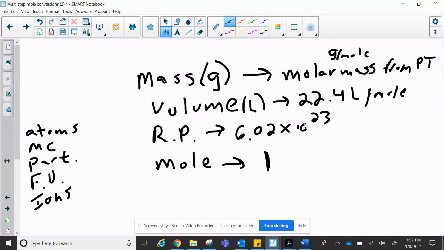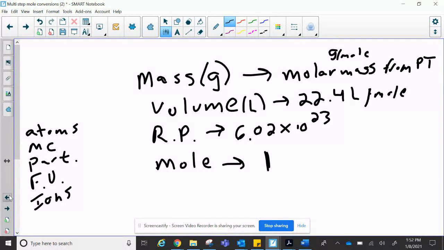Okay, so that's just a little summary for you guys. So if you see grams, you're going to figure out your molar mass. If you see volume in liters, you're going to use 22.4. Any of the representative particles, you're going to put down 6.02 times 10 to the 23rd. And then if you see mole, you're going to put down 1.